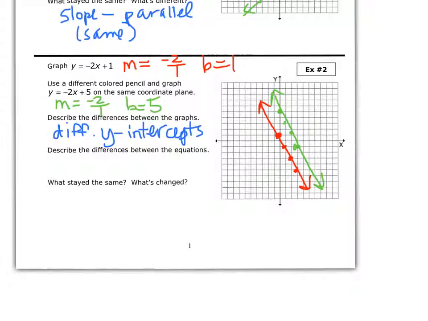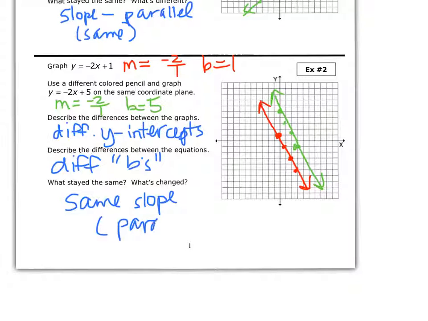Well, the differences in the equations, it's really kind of the same thing. Different, and I'm going to use the term b's because that's really just the y-intercept. What stayed the same? Well, they have the same slope. Same slope, which means they're parallel. Because remember, when the slopes are the same, that keeps the angle the same, which will drive parallel.